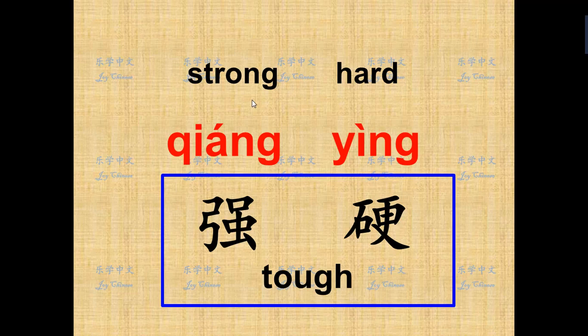Alright, this is all for today. Here we learned how to add two characters together to emphasize something. Like we learned 命令, both of them mean command. You put them together, make up one word, and become 命令, showing a stronger command or order. And the same for 强硬, you put strong and hard together, showing tough. This is the way how Chinese language organizes the characters into words.